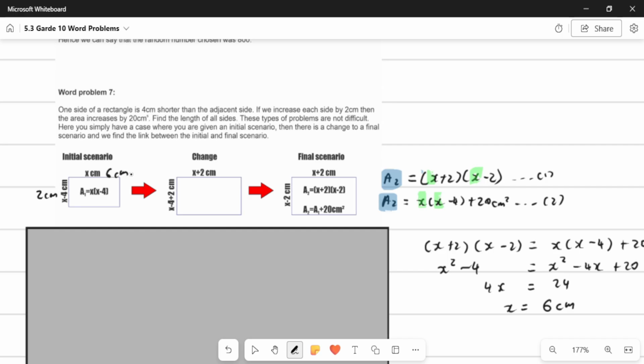That's 6 centimeters. To get the final scenario, we can take it as it is. We could say, okay, it's 6 centimeters plus 2 centimeters, which is what? 8 centimeters. This will be 2 centimeters plus 2 centimeters, which is 4 centimeters. Or you could just look at the mathematical equation, which was x minus 2 centimeters. And we could just say it's 6 centimeters minus 2. So can you see how we can get to this same answer in two different approaches?